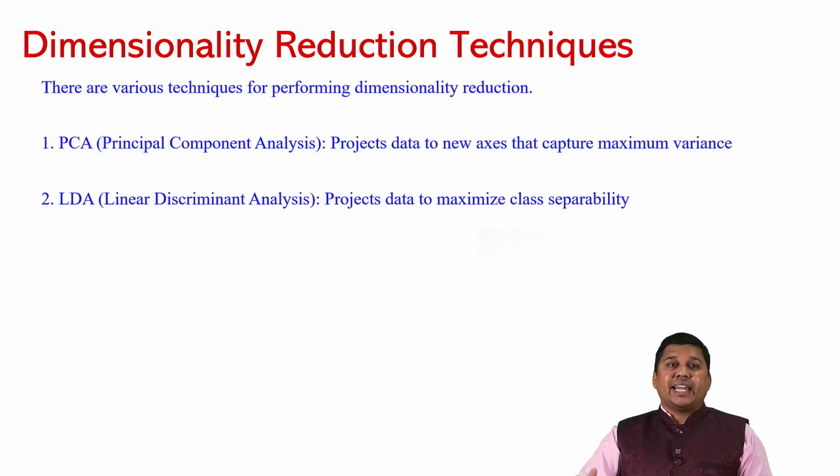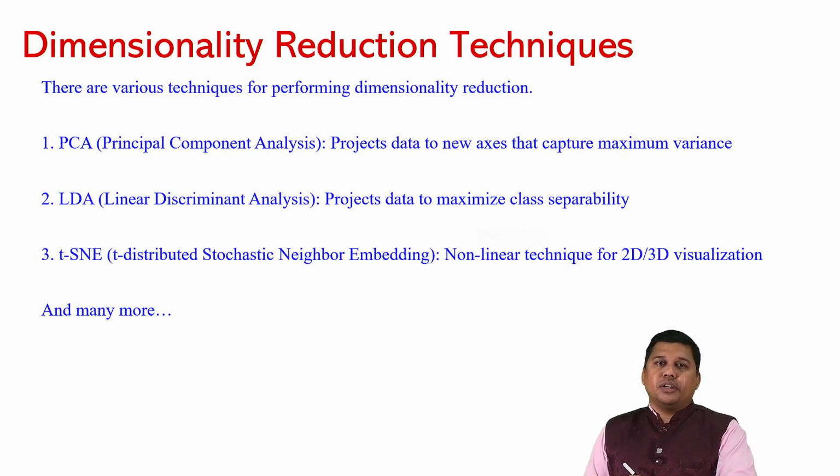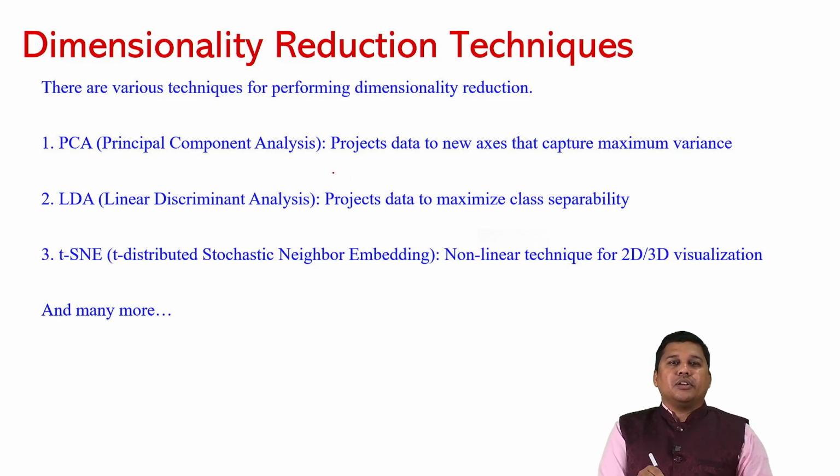Next, what are the different techniques of dimensionality reduction? How can we do this? Given a data set, how can I reduce the dimension of the data set? There are multiple approaches of doing it. One among them is principal component analysis. What is principal component analysis? It projects the data to new axes that capture maximum variance.